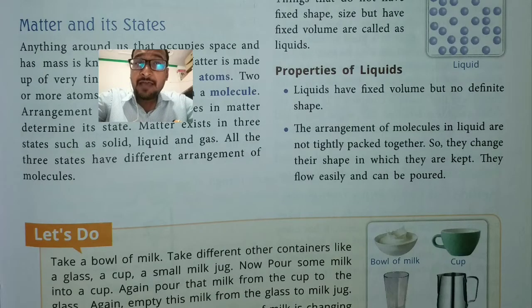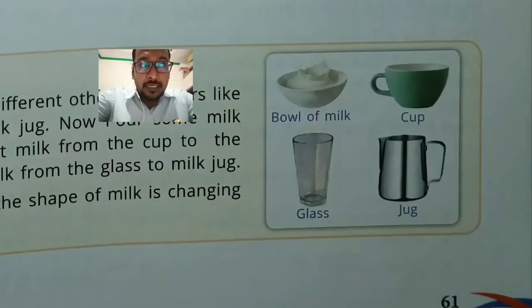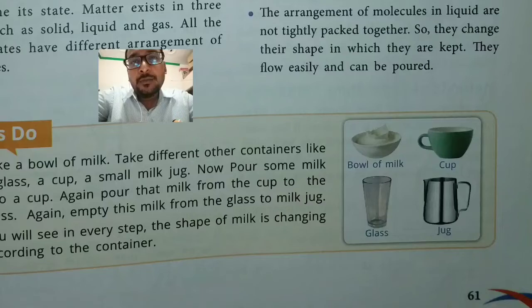So the liquids have a fixed volume, but they do not have a fixed shape. The arrangement of the molecules in the liquid are not tightly packed, they are loosely packed. So they change their shape with the shape of the vessel. As you can see in the picture, cup, it takes the shape of a cup. Then in a glass, it takes the shape of the glass. In the jug, it takes the shape of the jug. So the liquid is adjusting its shape, but the volume is fixed.